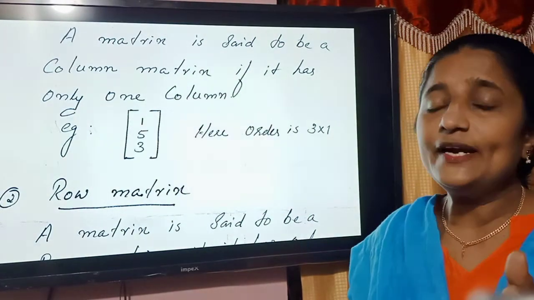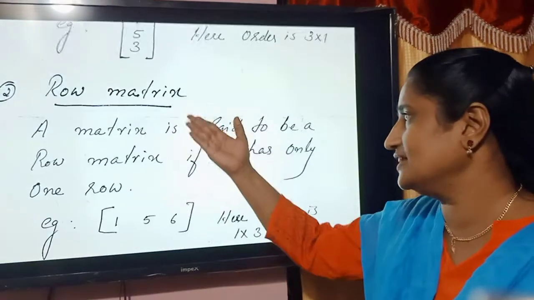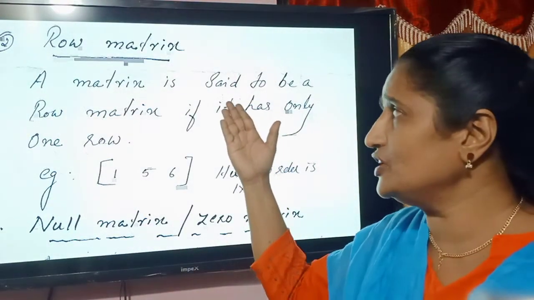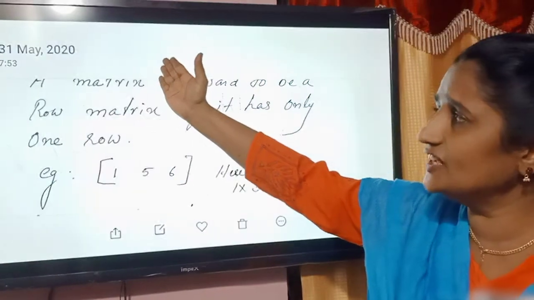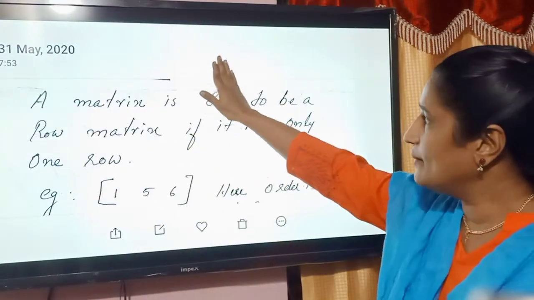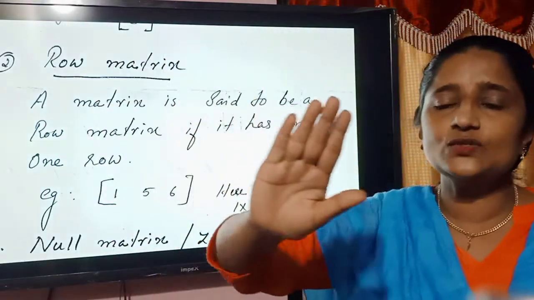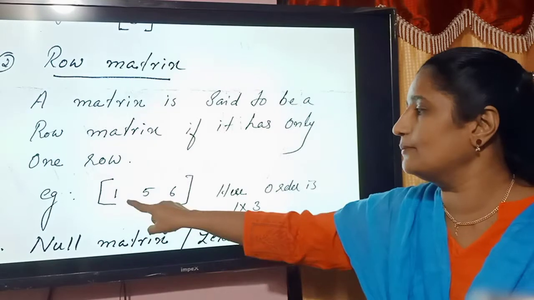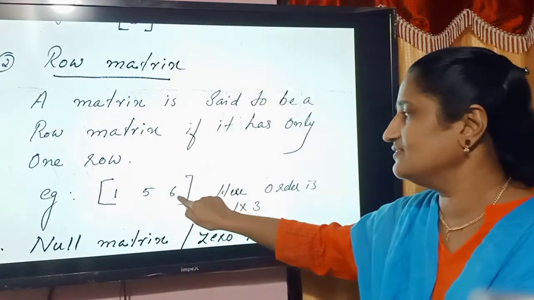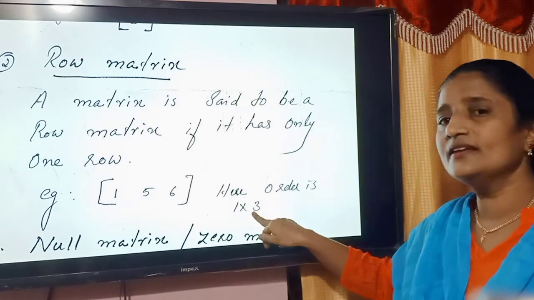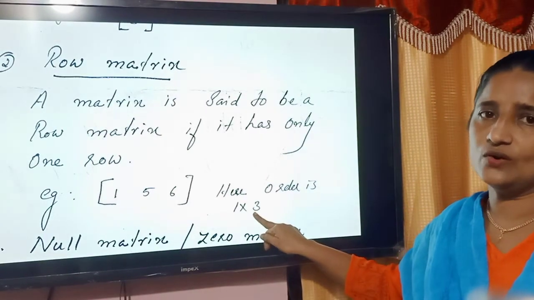Now the next type of matrix is row matrix. Write the next heading, row matrix. I already explained the meaning of a column matrix. The same way, can you say what is the meaning of row matrix? A matrix is said to be a row matrix if it has only one row. Example: 1, 5, 6. So can you say the order? 1 by 3. Okay, order is 1 by 3.